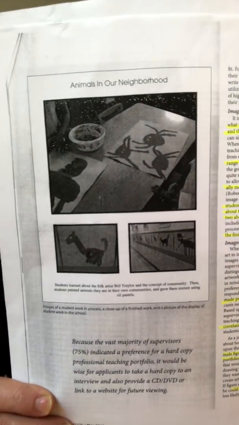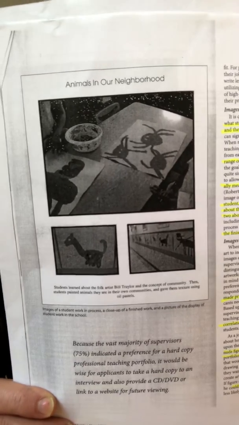Here's another page. Students learn about folk art, and then students painted the animals they see in their own community and gave them texture using oil pastels. So only 3 images. It's telling the story. It's not all finished artwork yet.